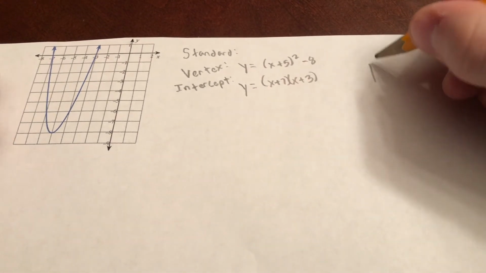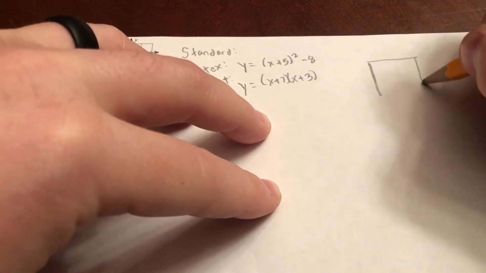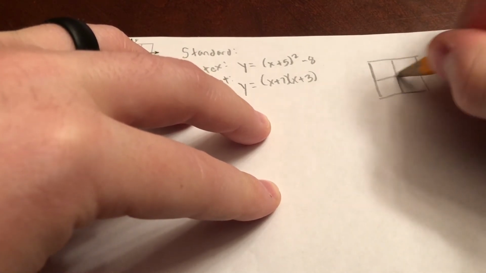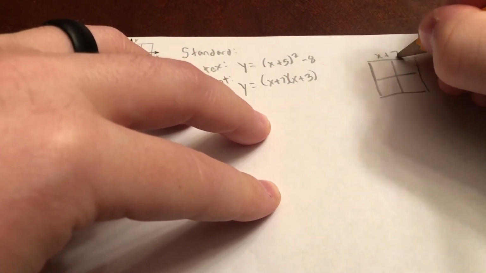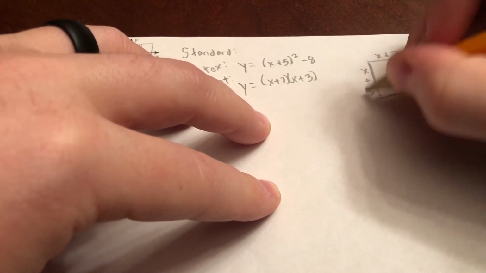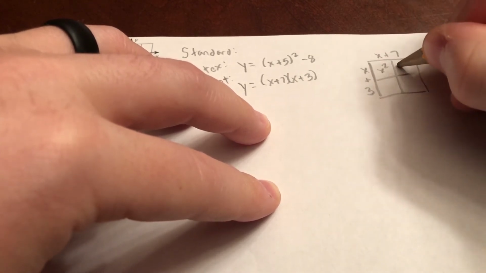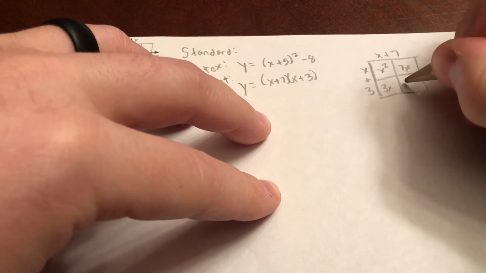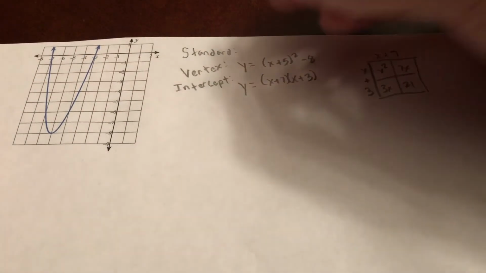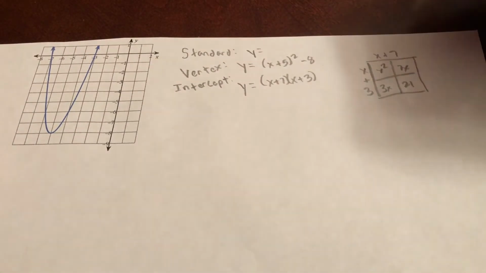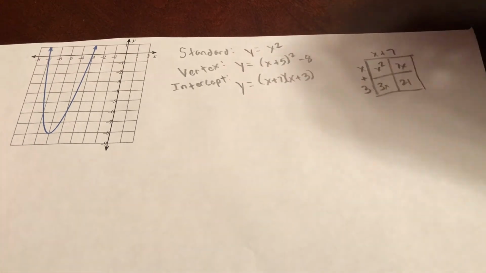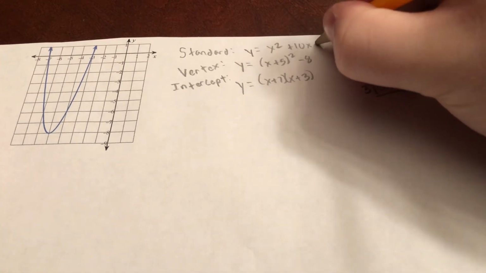So I can use this intercept form to find the standard form and multiply them. I'm going to do that over here. So it's (x plus 7)(x plus 3). This is x squared. This is 7x. This is 3x. This is 21. So it means our standard form is y equals x squared plus 10x plus 21.